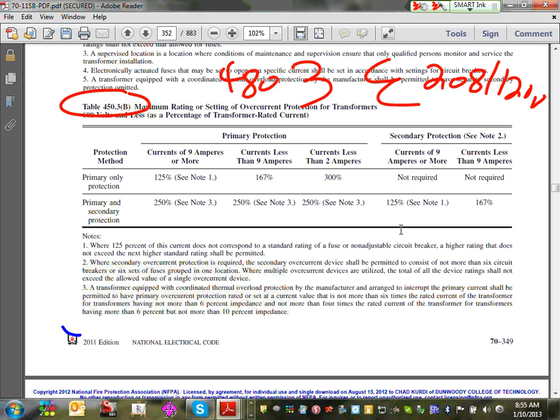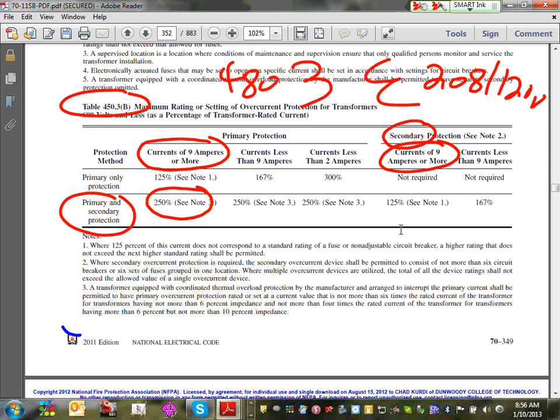It's primary and secondary protection. The default is primary and secondary protection right here. The primary is less than 9 amps, no, current of 9 amps or more, right? That's primary. Here's my multiplier for the primary, and what's my multiplier for the secondary? Here's my secondary, current of 9 amps or more, and here's my multiplier for the secondary. I do not have note number 1. Everybody understand? Always default to the second, both protection primary and secondary.